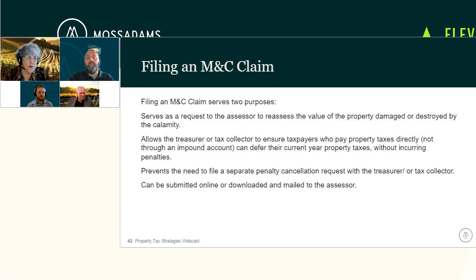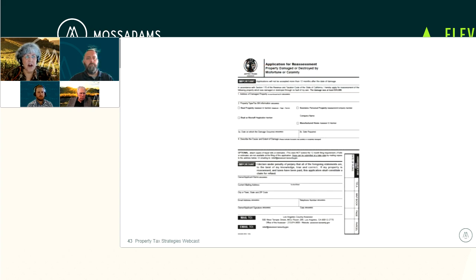The M&C claim form can be submitted online or downloaded from the assessor's website and mailed to the assessor's office. So this is a copy. I know it's very hard to read, but the reason I show this is to show you it's just a one-page form. You are encouraged to submit additional documentation if you've got it, like photographs before and after, or insurance papers, etc. But I just wanted to show you how simple the form is.